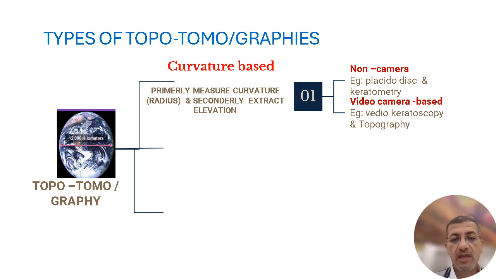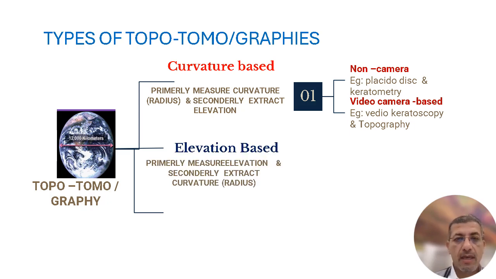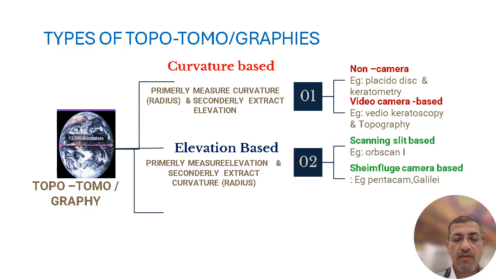So topography is just a video keratoscopy that records and processes the data taken from the surface of the cornea, processed by a video camera and then by the computer, to give information about the slope and the curvature. The other type is the elevation-based topography, which primarily extracts information about the elevations and the shape of the cornea, and secondarily gives information about the curvature and the power of the cornea.